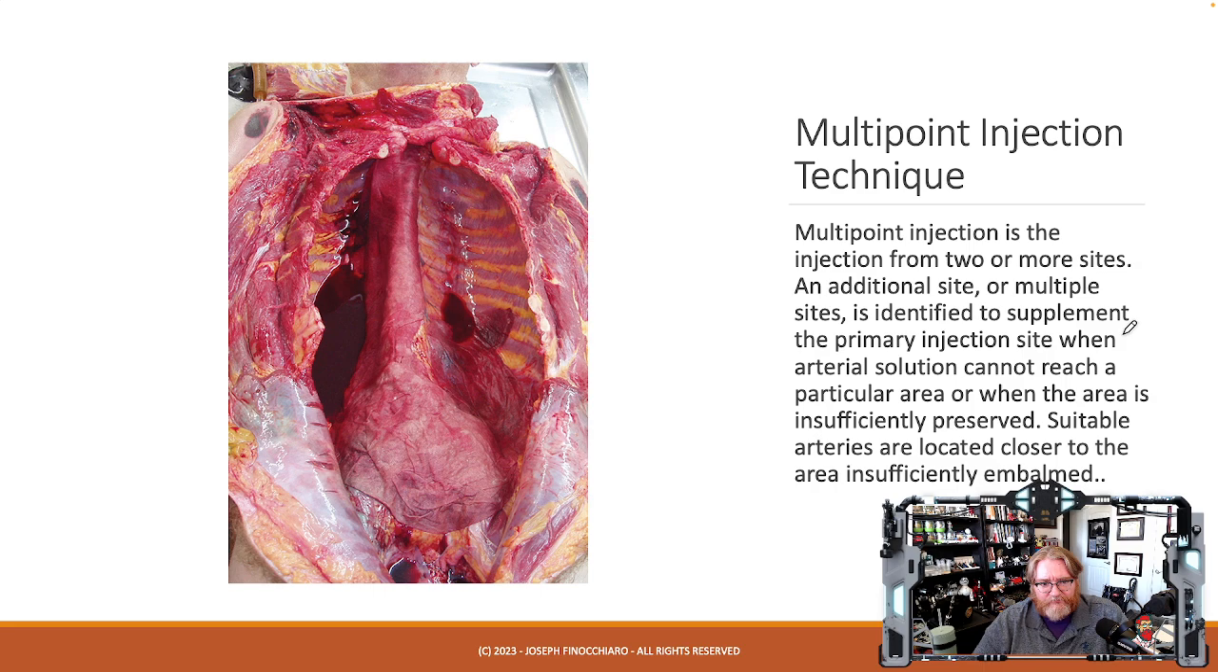Multi-point injection. Multiple injection is the injection from two or more sites. An additional site or multiple sites is identified to supplement the primary injection site when arterial solution cannot reach a particular area or when an area is insufficiently preserved. Suitable arteries are located closer to the area not sufficiently embalmed.